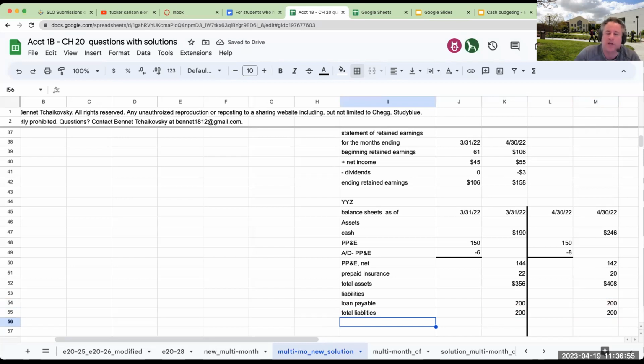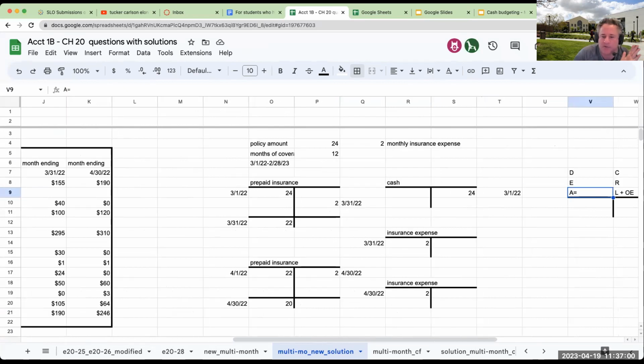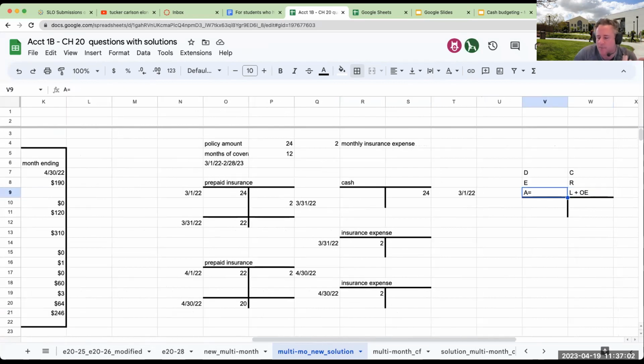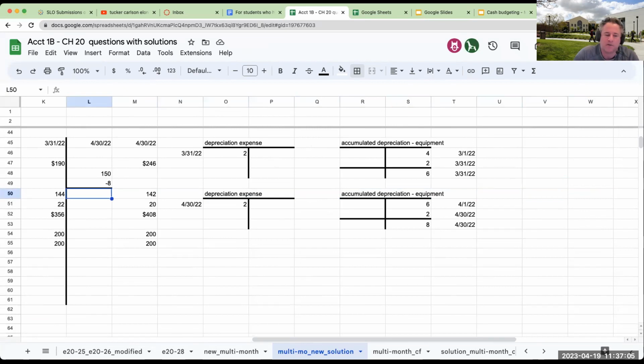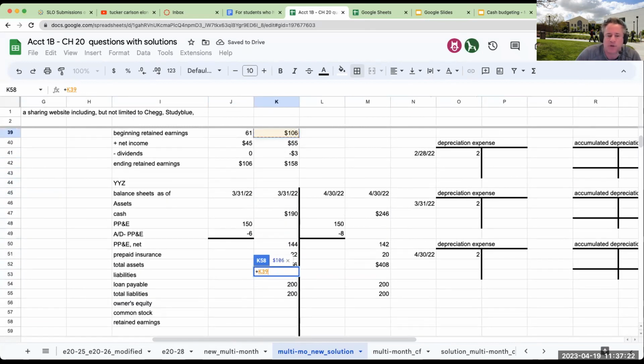When I do a balance sheet, I'm showing that my assets are equal to my liabilities plus my owner's equity. That's the bottom part of the T. So I now go down to my owner's equity. I have 2 parts: common stock and retained earnings. My retained earnings is what I just went up through and did. It's 106 as of March 31st, and 158 as of April 30th.